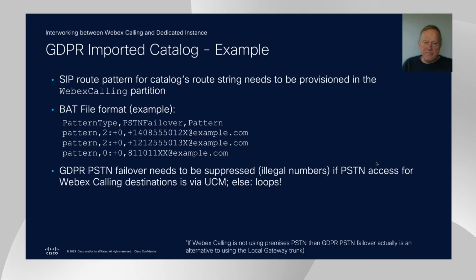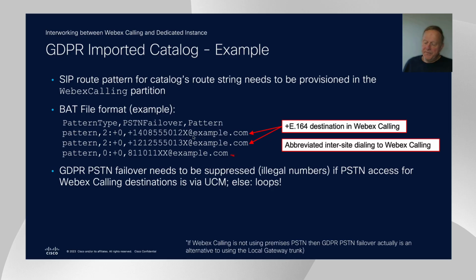So how does this import catalog thing work? If you look at this example, here we have a CSV file that has destinations in it, and the first 2 rows basically represent +E164 destinations in Webex calling. These could be fully qualified +E164 numbers, or like in this case, you could use patterns covering complete ranges. And then the 3rd row here is an enterprise significant number reflecting an abbreviated intersite dialing to Webex calling. We need to make sure that we break GDPR PSTN failover.